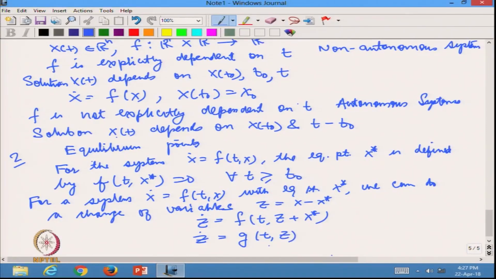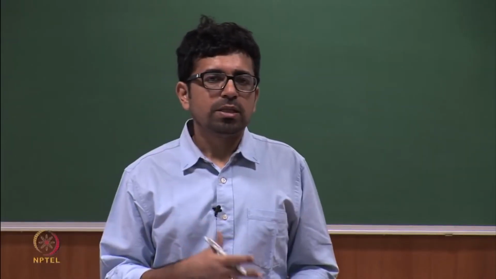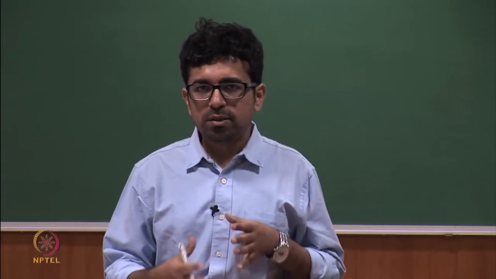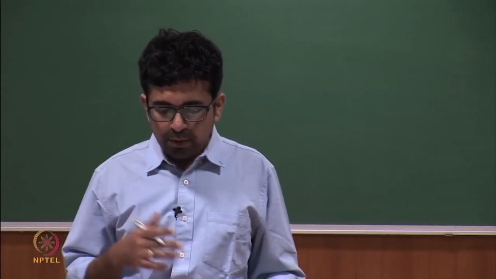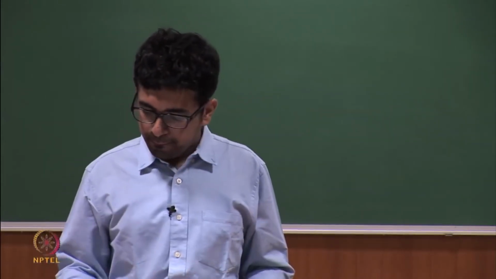So, here you are the equilibrium point for this system. So, this system has the origin z equal to 0 as the equilibrium point. So, this is just to show that given a system with a non-zero equilibrium point, you could always do a change of variables and convert that into a system where the origin is the equilibrium point. This will be useful later on when we do the definitions of stability.